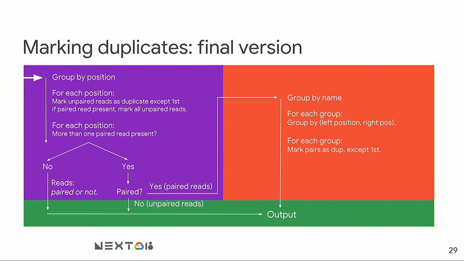So because these are the ambiguous case, there is more than one, they could be duplicates, we don't know. If there is one or fewer, then everything goes to the output. So we're done with those. And the red path is the same as before.